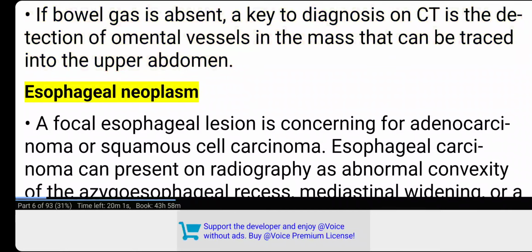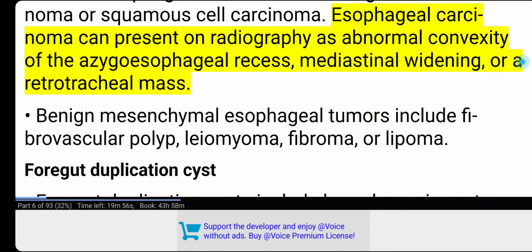Esophageal neoplasm. A focal esophageal lesion is concerning for adenocarcinoma or squamous cell carcinoma. Esophageal carcinoma can present on radiography as abnormal convexity of the azygoesophageal recess, mediastinal widening, or a retrotracheal mass.